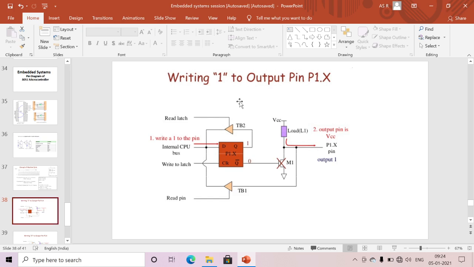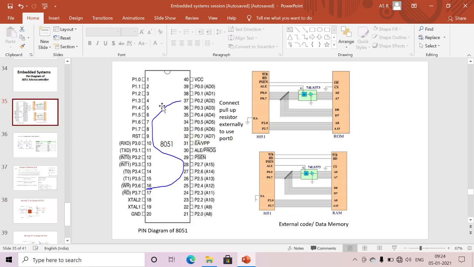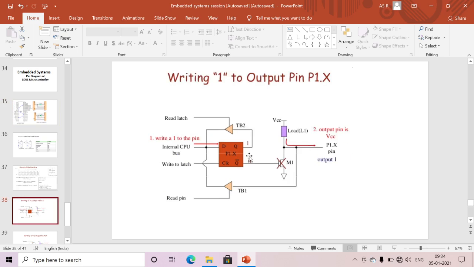Okay, here we'll discuss the port logic. Each port has this much logic circuitry inside. For example, if I want to write one to a particular port pin, we'll discuss the output functionality. Mainly we'll discuss writing here. Reading, we'll forget the read latch and read pin for now. Tri-state buffers are not required in the case of writing. Here I'm writing one to the pin from the internal bus of the microcontroller.